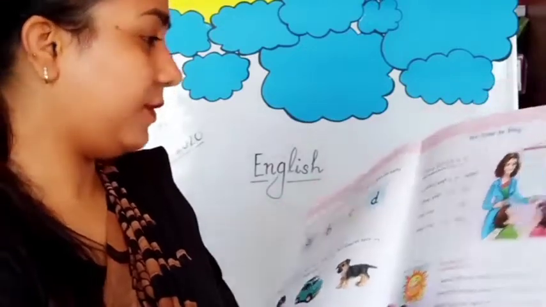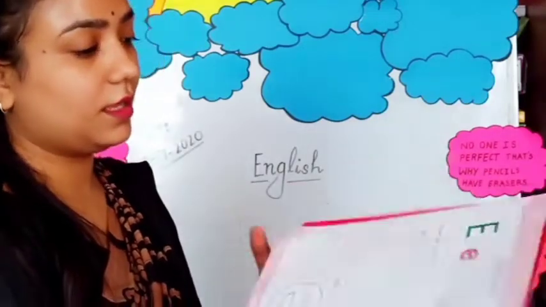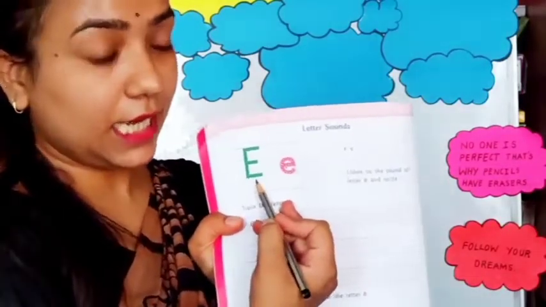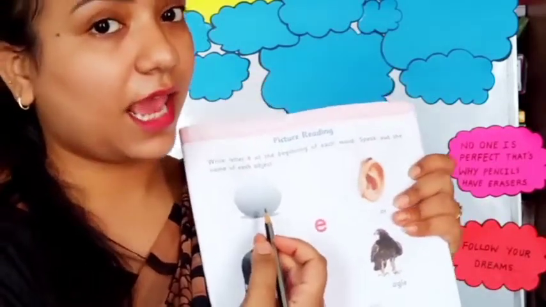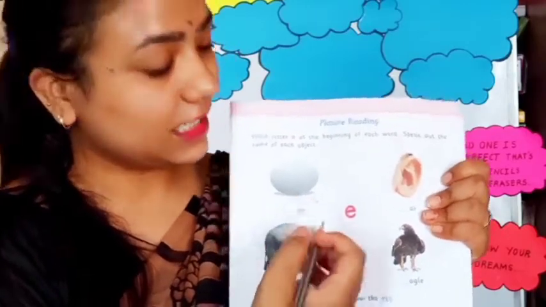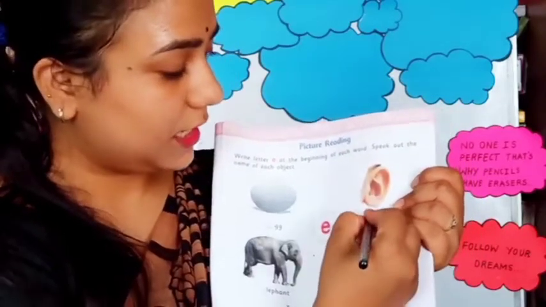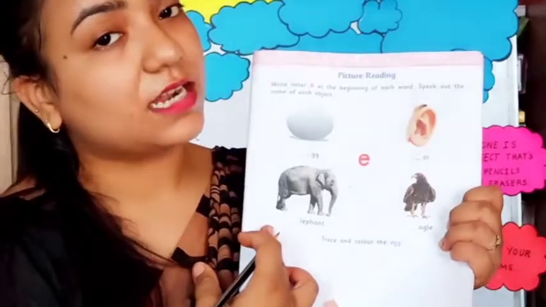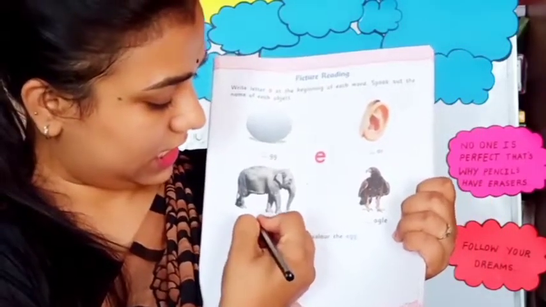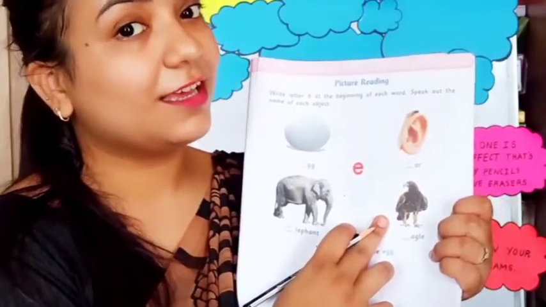Okay. So now come on page number 22. This is capital E and this is small e. This is egg. An egg starts with the letter E. This is ear. Ear starts with the letter E. This is elephant. Elephant starts with the letter E. And this is eagle. Eagle starts with the letter E.